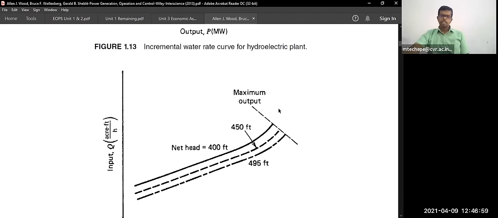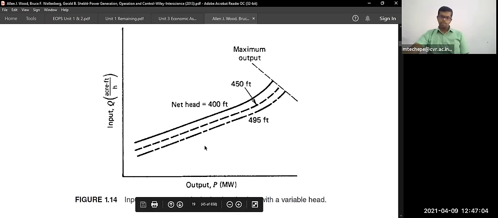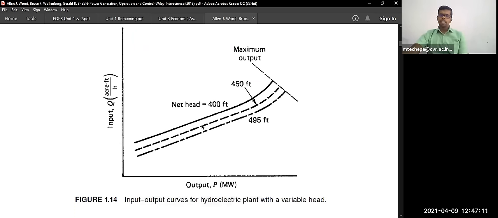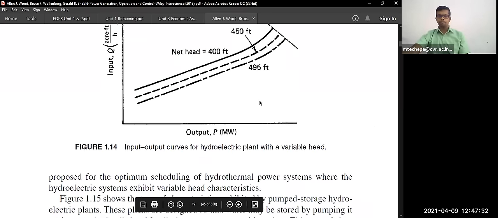Okay. Next, the input-output curves for a hydroelectric plant for variable head. This we have already seen for 400 feet. If the discharge is increased, that is for 450 feet, the power generation also will be increasing. Again for 500 feet, 495 feet, like that power generation will be maximum. This is the input-output curve for different variable heads of the dam.